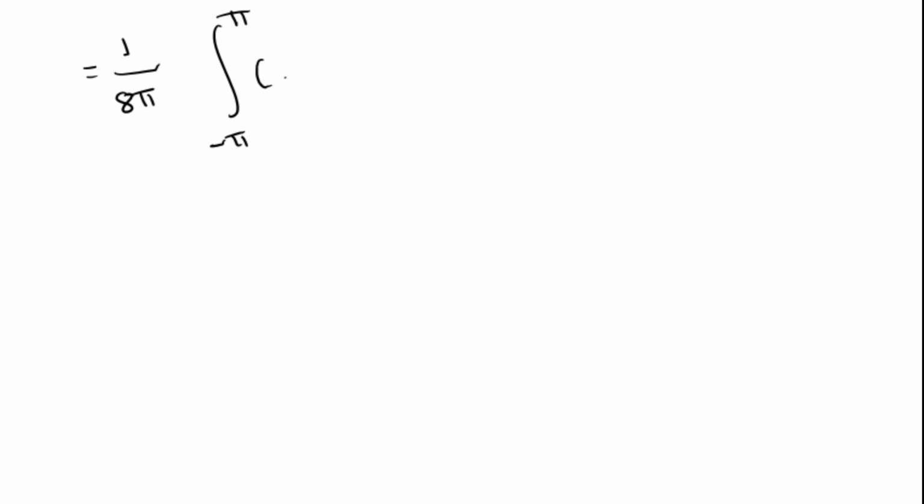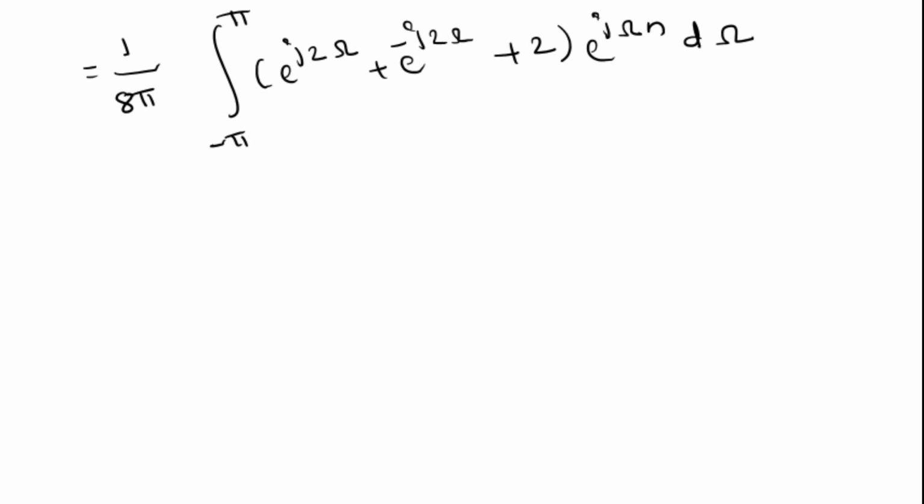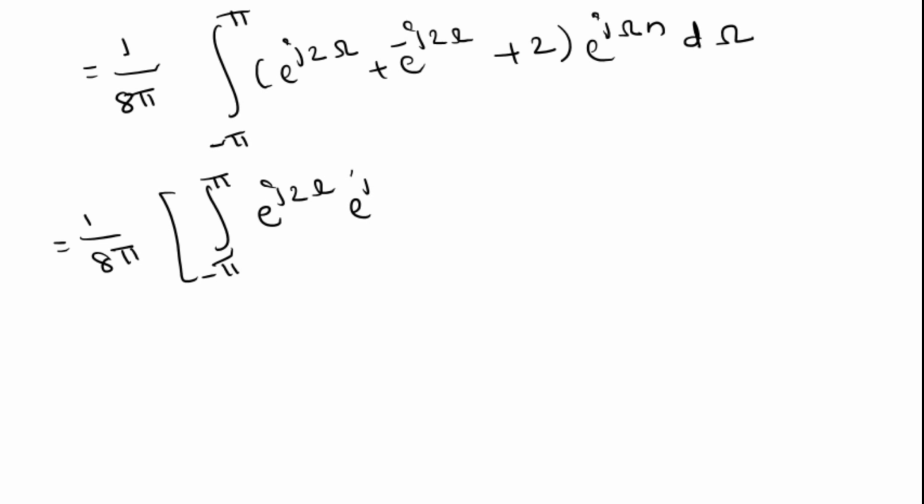which is equal to 1 divided by 8 pi integration minus pi to pi e power j2 omega into e power j omega n into d omega plus integration minus pi to pi e power minus j2 omega into e power j omega n into d omega plus integration minus pi to pi 2 into e power j omega n into d omega.